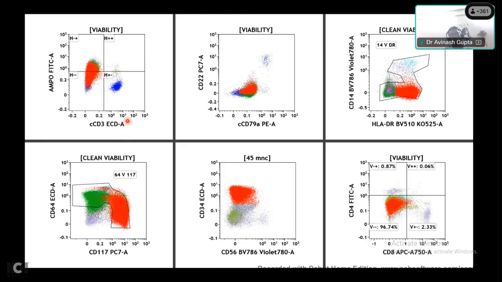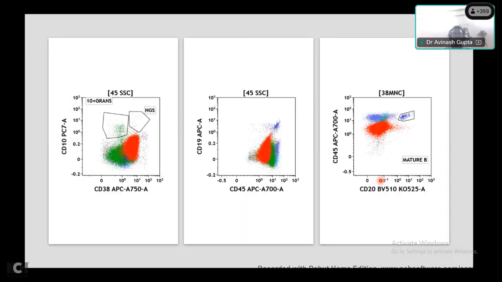And if we see, this population is negative for cytoplasmic CD3, positive for MPO, negative for CD22 and CD79, and variably positive for HLA-DR, moderate to dim, and dim positive for CD64. And there is no CD56 expression, and there is no CD4 and CD8 expression. So where we are leading, now we can conclude our case. And there is no CD19, no CD10, no CD20. So what will be the diagnosis? Acute myeloid leukemia. Yes, now we can say acute myeloid leukemia.